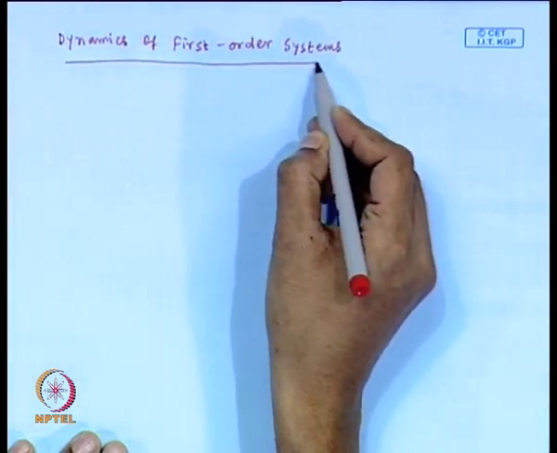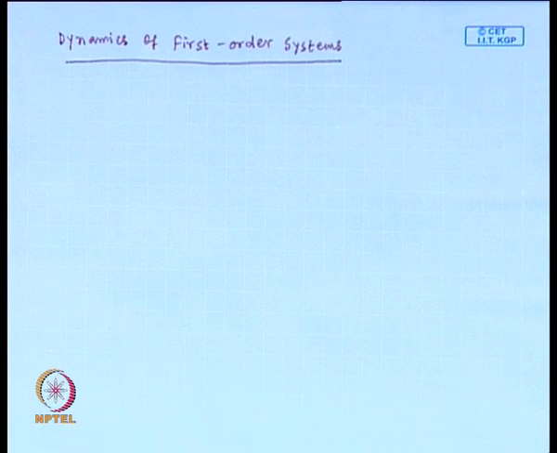So, before going to discuss the dynamics of first order system, we will know what is first order system. What is first order system? First order system is one whose output y t is modeled by first order differential equations.